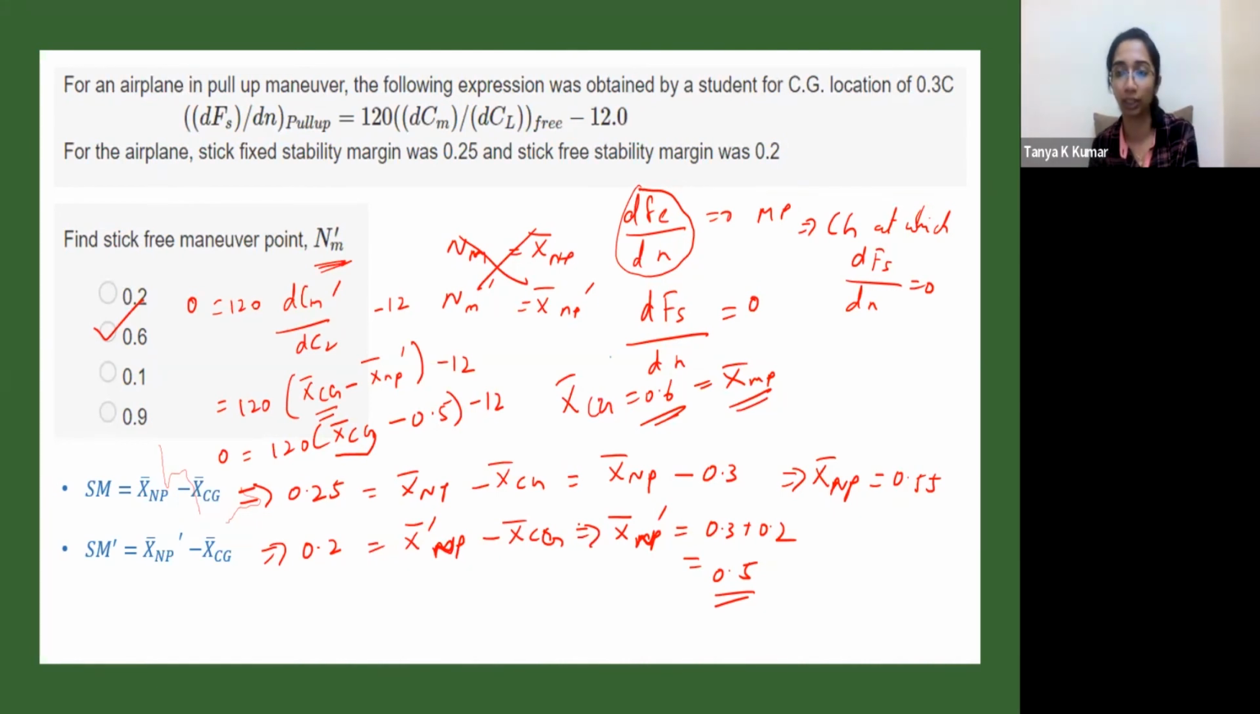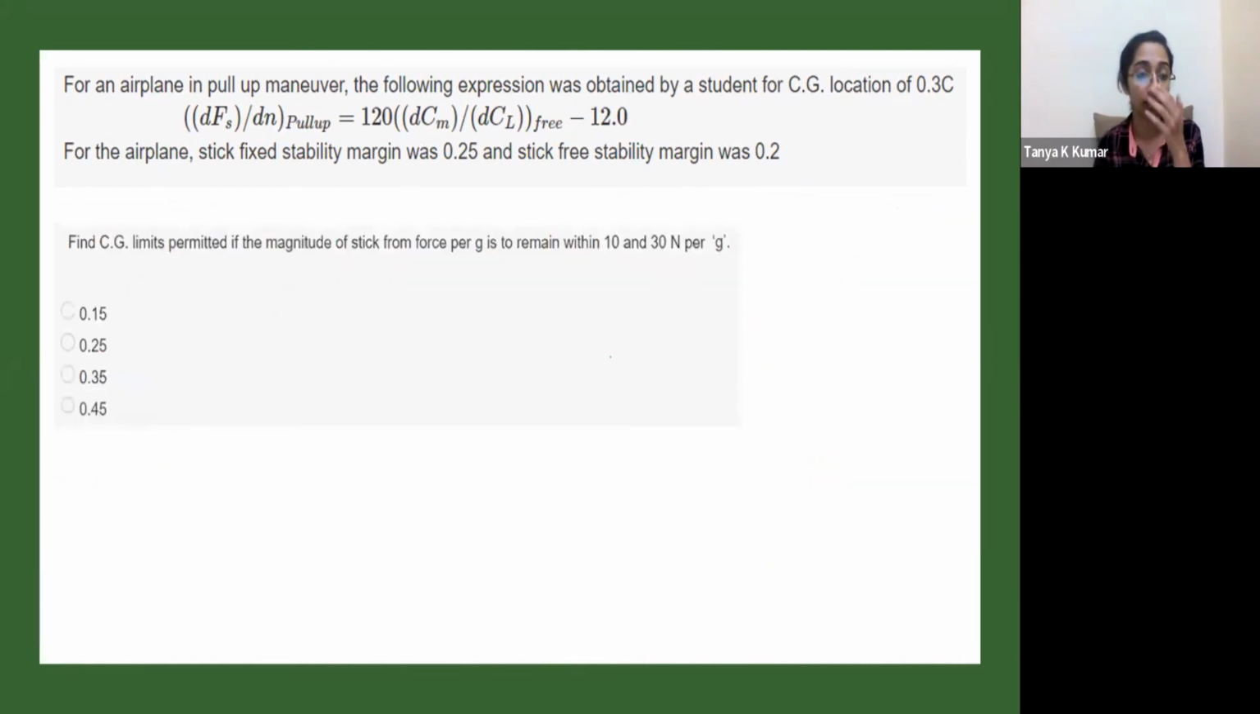Okay, I'm just going to go ahead. Find the CG limits permitted if the magnitude of stick force per G is to remain within 10 and 30. The magnitude of stick force per G is nothing but dfs by dn. They have not mentioned the signs. So now we plug these 10 and 30 values into this equation to find out the limits of CG.